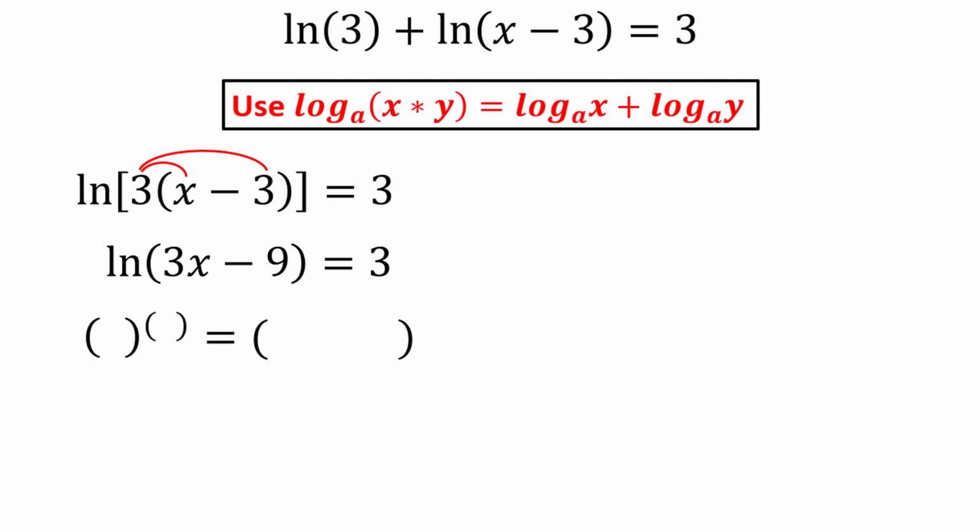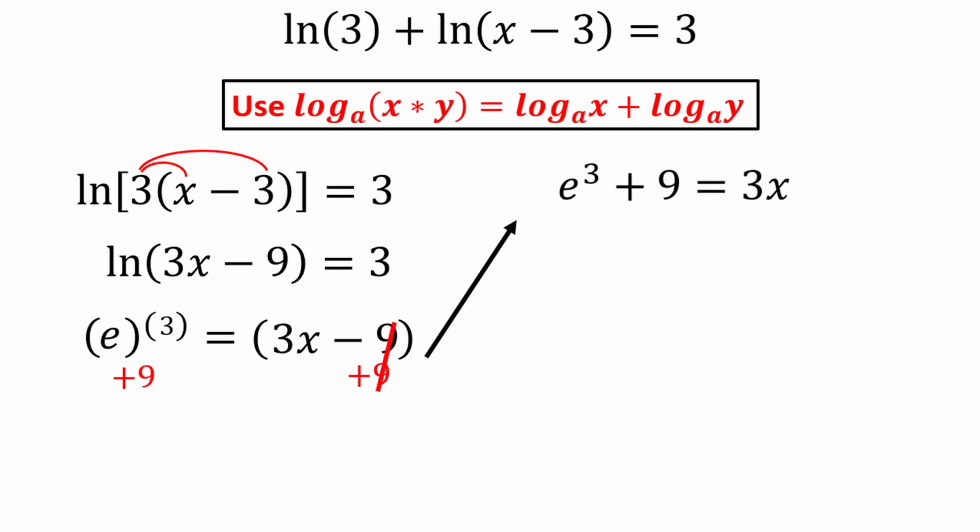We know we can rewrite a log in exponential form as blank to the blank equals blank. I always remember left, right, and center to know what the blanks are. Left is the base of the log, which is e. Right is the answer, which is 3, which is the power on e. And center is the argument, which is 3x minus 9. Next, we add 9 to both sides to get e to the third plus 9 is equal to 3x. Divide both sides by 3 to get e to the third power plus 9 divided by 3.